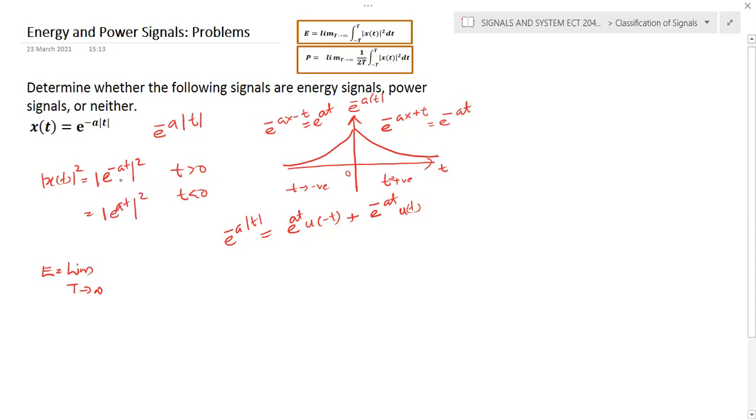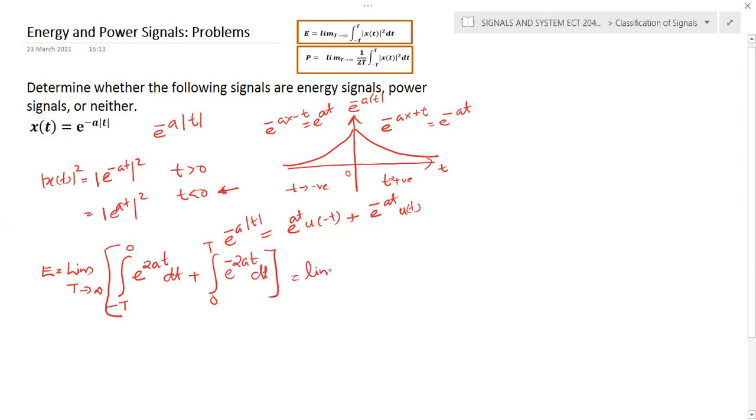For t greater than 0, we need to use one function, and for t less than 0, we need to use another function. So in this particular energy formula, the integral is from minus T to T, so we can split it from minus T to 0. We need to write e raised to 2at, because this is the formula for t less than 0, dt, plus towards the positive side, that is from 0 to T, it's e raised to minus 2at dt. Now we need to apply the limit.